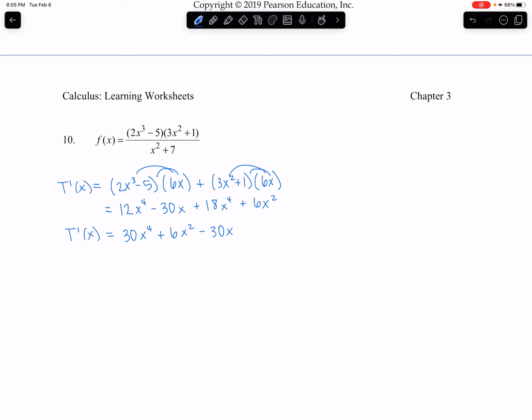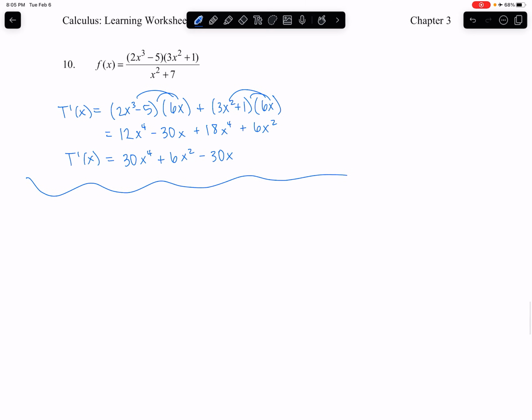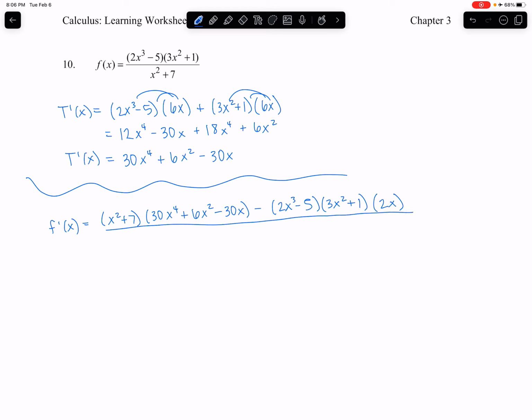And now that we have the derivative of the top, we can do our quotient rule. So, to find the derivative of f, we will need the bottom, x squared plus 7, times the derivative of the top, which we found out is 30x to the 4th plus 6x squared minus 30x, minus the top, 2x cubed minus 5, times 3x squared plus 1, times the derivative of the bottom, 2x, all over the bottom squared, x squared plus 7 squared.